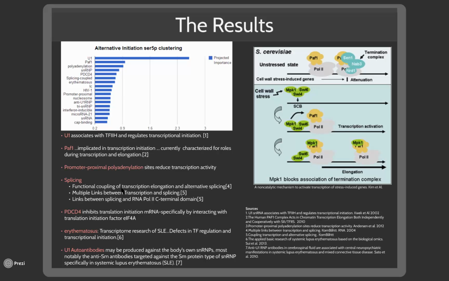Of course, splicing is functionally coupled with transcriptional elongation, initiation and termination. And there are just lots of links between splicing and transcription. So this isn't really specific to polymerase poisoning, but it is specific to alternative transcription. We see PDCD4 inhibits translation initiation in mRNA, and lupus actually occurs again here. So some of these genes would be quite interesting to look at through the lens of lupus if you were interested in that disease. I'm not going to go over the end of this here, but I do think that these terms showed up quite interestingly. If we had more time, we could do a lot more natural language processing analysis of these results.